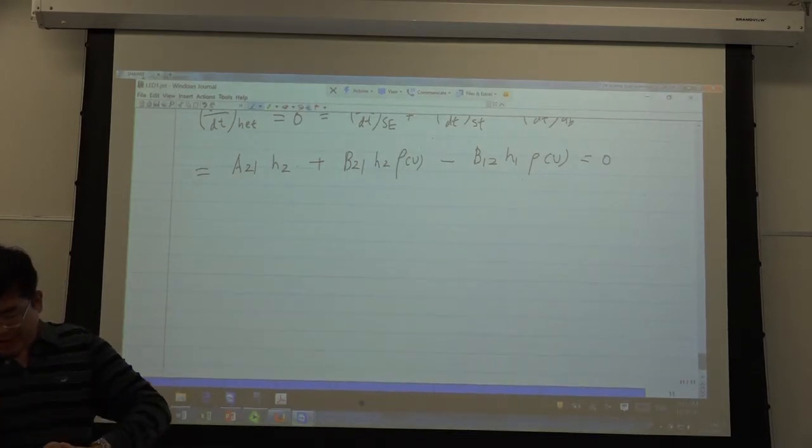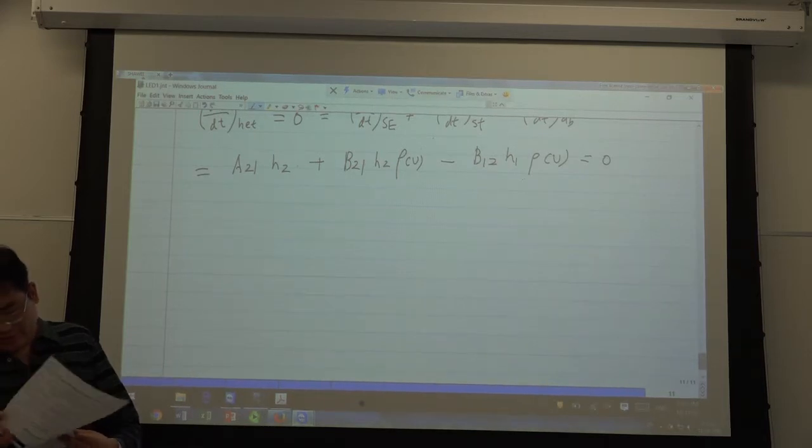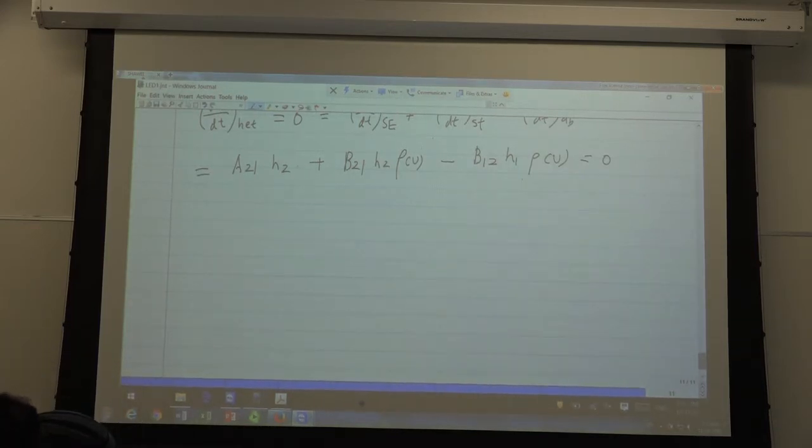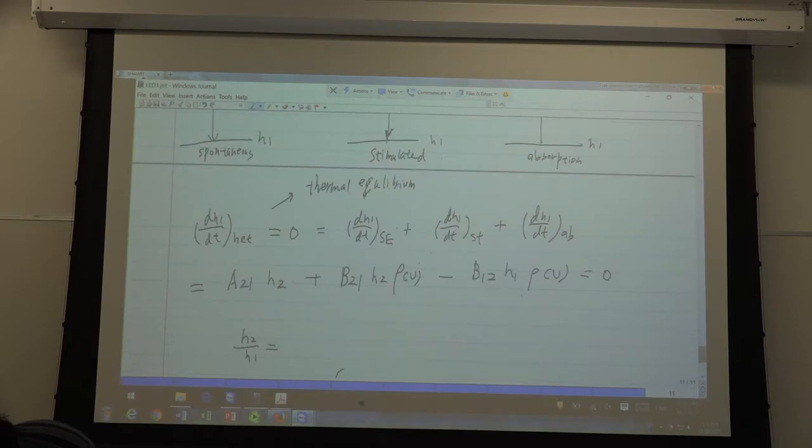Why is Einstein very smart? What is his very important contribution? He found that N2 over N1 equals e to the minus gap over KBT, and the gap is the photon energy, h bar omega. This is his finding. It's also the Maxwell-Boltzmann statistics.